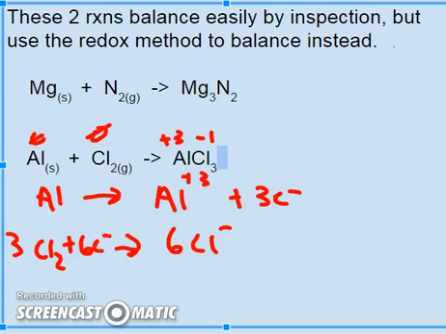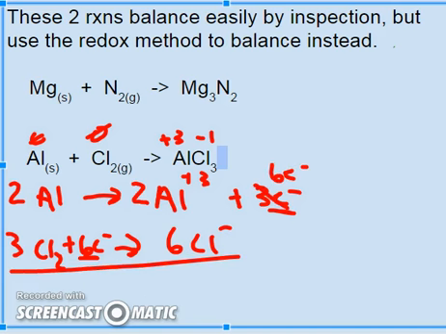And now this is where the next step comes in handy. Before I add these up, I have to come up with the least common multiple for electrons to make them balance. I've got 6 and 3, so this is going to have to be doubled to 2, 2, and 6 electrons. Now I can go ahead and add up.